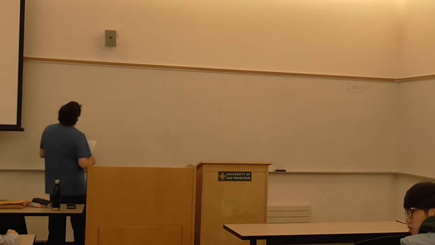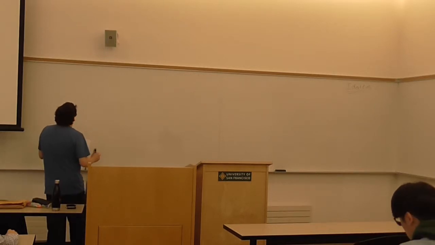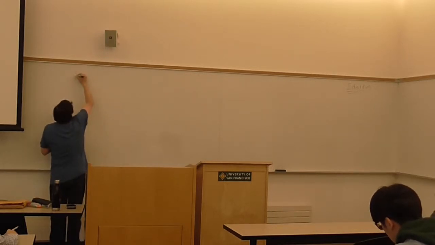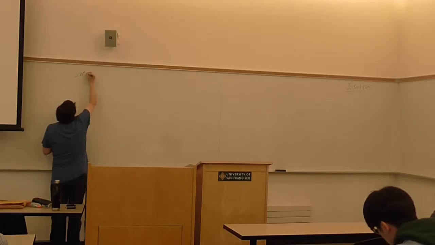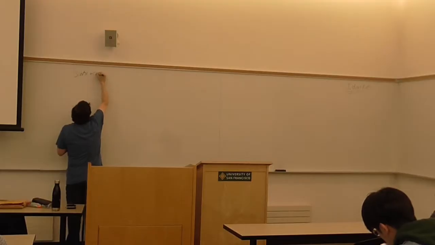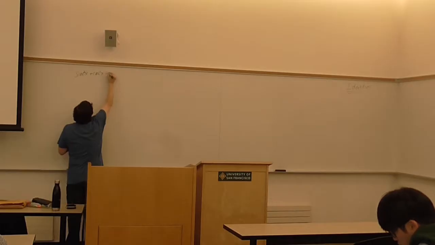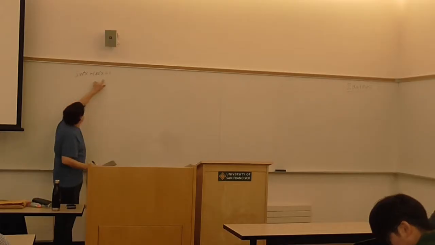So, let's talk about identities. We already have one identity that we've run into. Sine squared x plus cosine squared x equals 1. This is a statement which is true for all x.